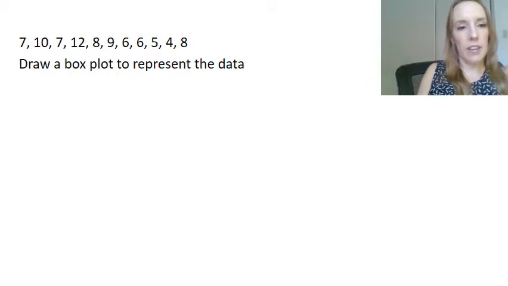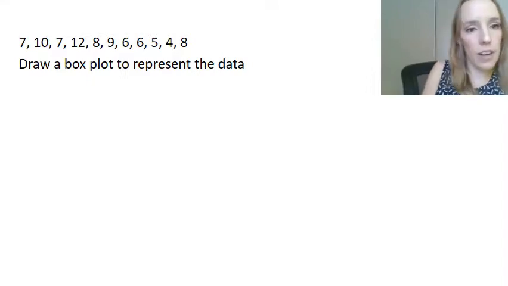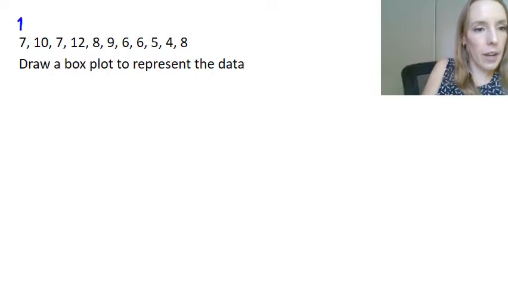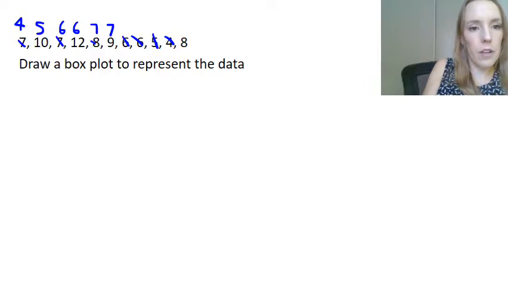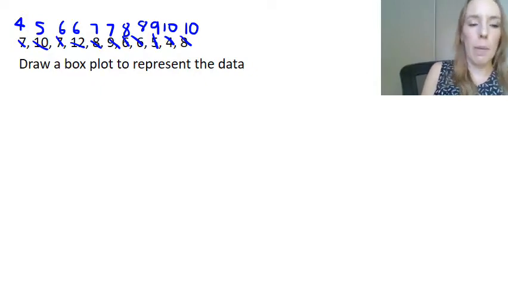Okay, so there's our data again. Draw a box plot to represent this data. So I'm going to put it in order again. I should have copied it across in order. That would have been smart. Okay, so we had a 4, a 5, 2 6s, 2 7s, 2 8s, a 9, 10, and a 12. So, draw a box plot to represent the data.